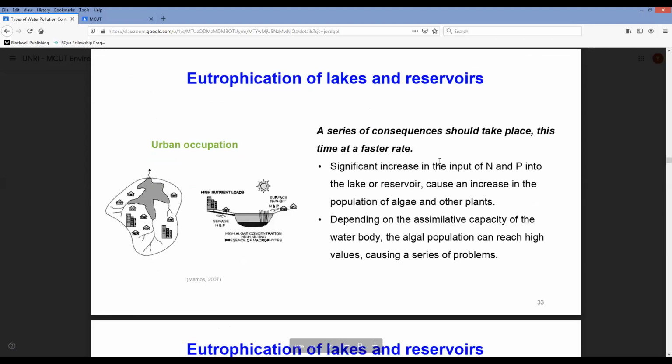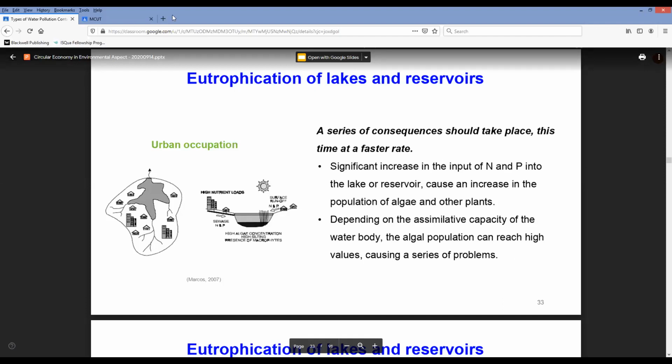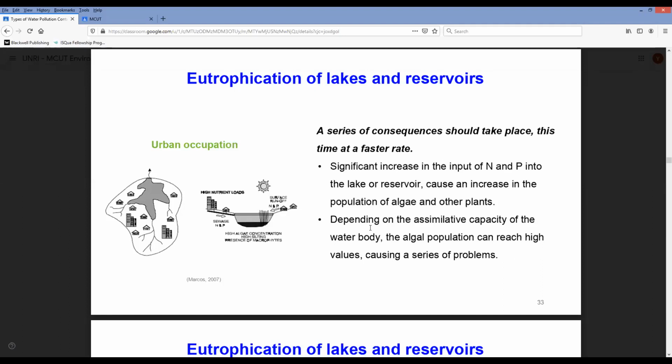Okay, and then this is for the urban occupation. A series of consequences takes place, this time at a faster rate. First, there is a significant increase in the input of nitrogen and phosphate into the lake, which causes an increase in the population of algae and other plants. Depending on the accumulative capacity of the water body, the algae population can reach a high level, causing a series of problems. Okay, next please.